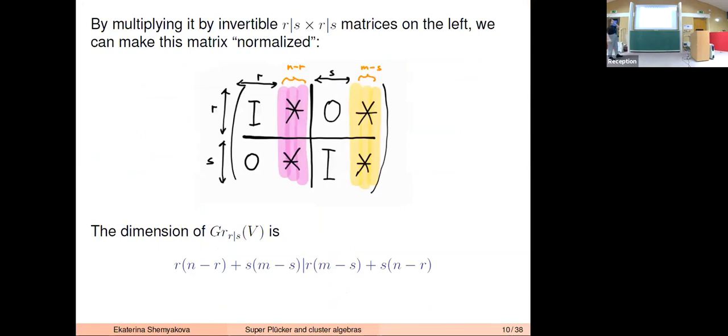If you want to find the dimension of such a supermanifold, you consider one chart. You normalize this matrix by multiplying by elements of GL RS times RS, a very similar idea. You create identity matrices and zeros here, and the rest of the elements are going to be the coordinates in this chart, and similarly in all other charts. So you have the coordinates, and you can compute the dimension of this supermanifold.